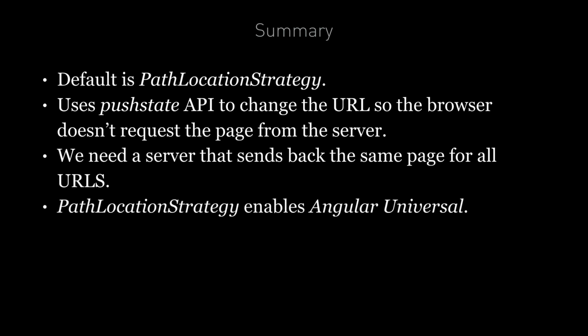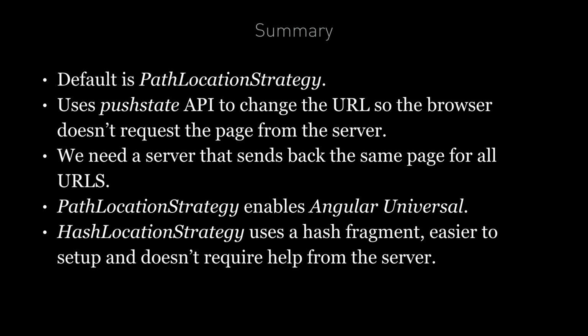Path location strategy also sets us up for a future architecture where we can speed up loading time by pre-rendering the pages with Angular running on the server side, and then once it's downloaded to the browser, the client can take over routing. This is called Angular Universal, and it's currently in development. And we also have the hash location strategy, which just uses the hash fragment part of the URL to store state for the client. It's much easier to set up and doesn't require any cooperation from the server side, but does have the downside that it won't work with Angular Universal once that's released.